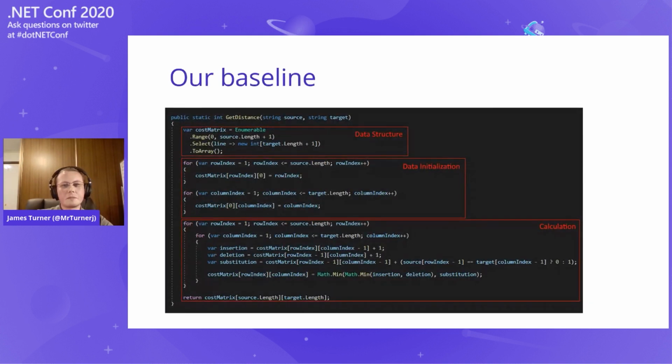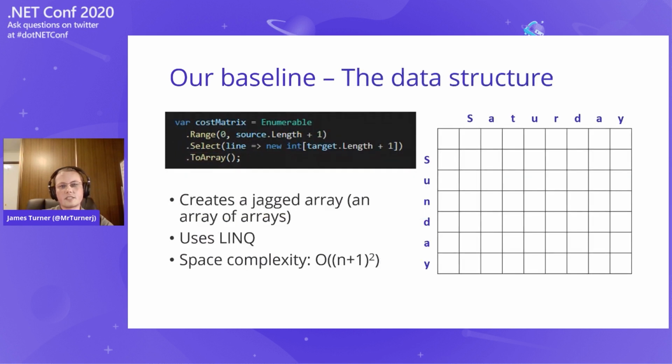This is our baseline implementation in C#, which we will iteratively build upon throughout this presentation. There are 3 essential elements to our baseline: the data structure, the data initialization, and the main calculation logic. Starting with the data structure, we are creating a jagged array of integers via LINQ. This structure mimics the same way we visualized the calculation in earlier slides, a full matrix of rows and columns.